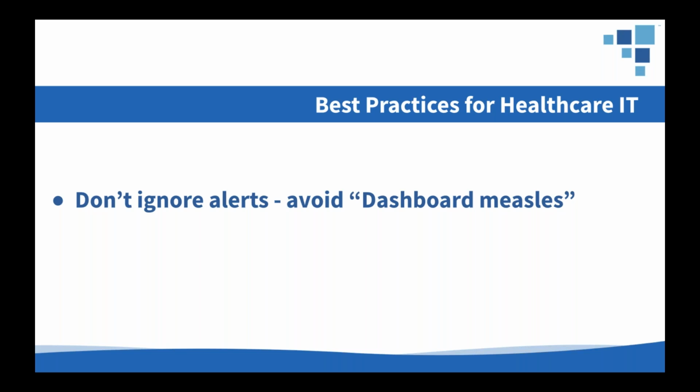At some point, a mistake is going to be made. Somebody will ignore the wrong alert. And this leads to a condition we call dashboard measles, where the screens are just covered in red spots. The monitoring screen that's covered with alerts makes it very easy to miss a new critical alert that needs to be acted upon. So alerts should be acted upon and acknowledged or corrected as soon as possible.